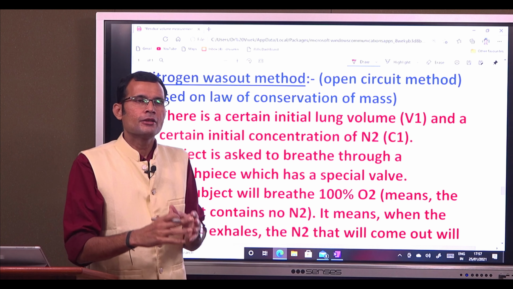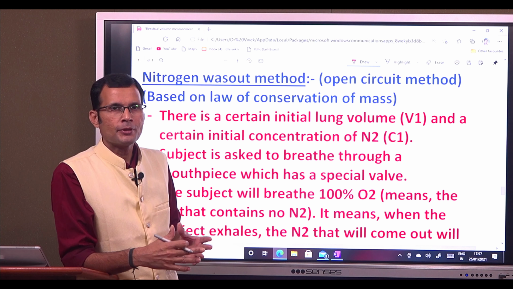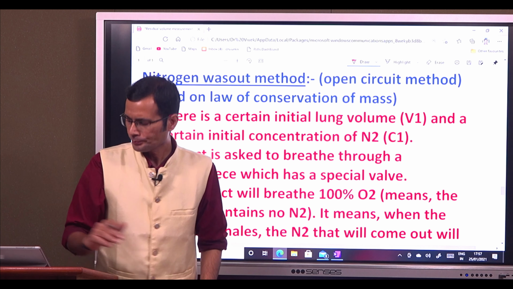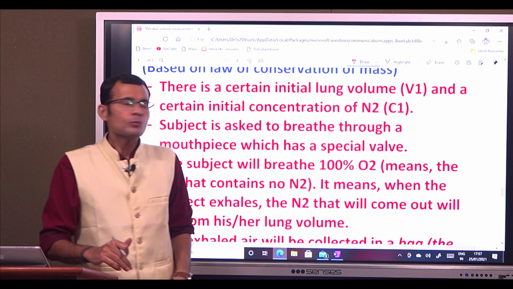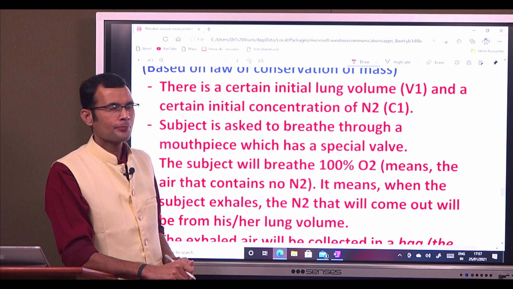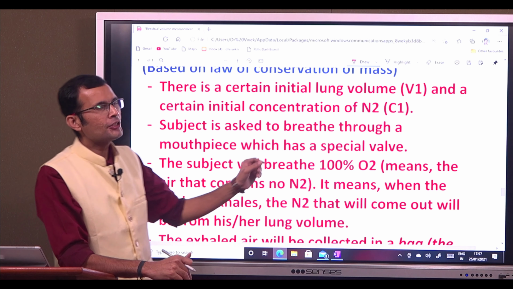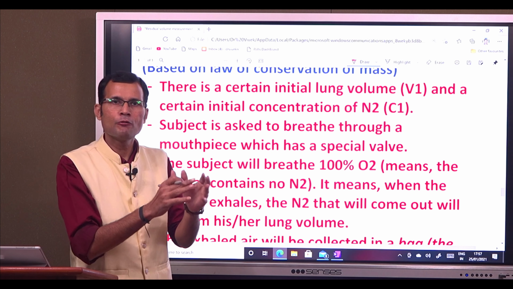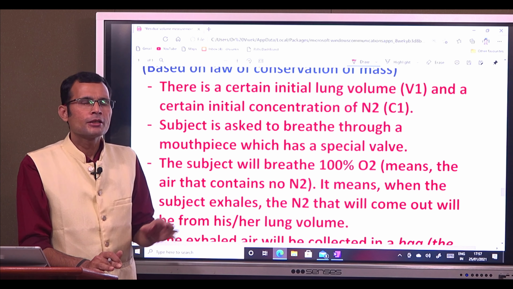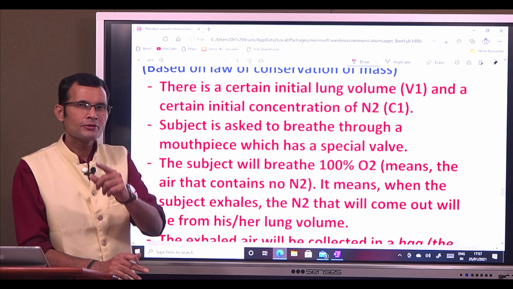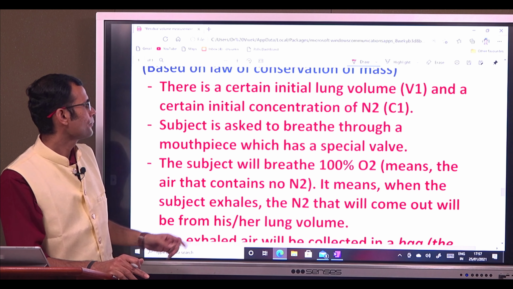So what is the nitrogen washout method principle? Again, it's based on the law of conservation of mass. Now, there is a certain initial lung volume and a certain initial concentration of nitrogen in that lung volume. Again, the final formula is going to be C1V1 is equal to C2V2, but with a slight difference.